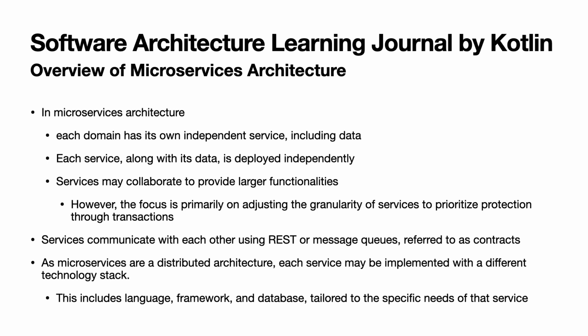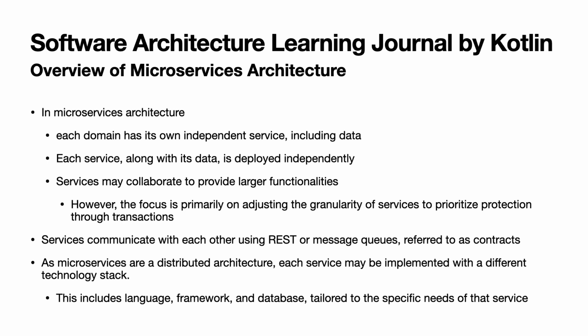In this video, we'll learn about the overview of microservices architecture. In microservices architecture, each domain has its own independent service, including data. Each service, along with its data, is deployed independently. Services may collaborate to provide larger functionalities. However, the focus is primarily on adjusting the granularity of services to prioritize protection through transactions.